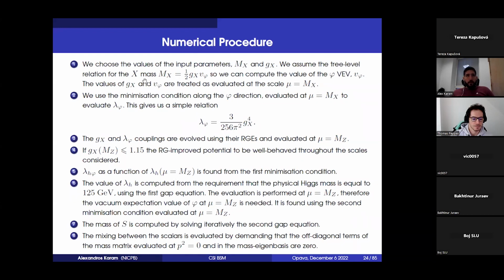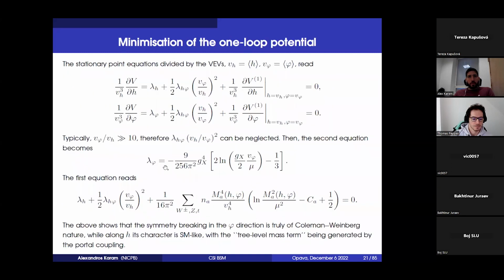We assume the tree-level relation to be this, so we can compute the value of the var-phi VEV. The values of gx and the VEV of var-phi are treated as evaluated at the scale mu equals mx. Then we use the minimization condition along the var-phi direction, evaluated at mu equals mx, to evaluate lambda var-phi. So we use this condition evaluated at the energy scale equal to mx.